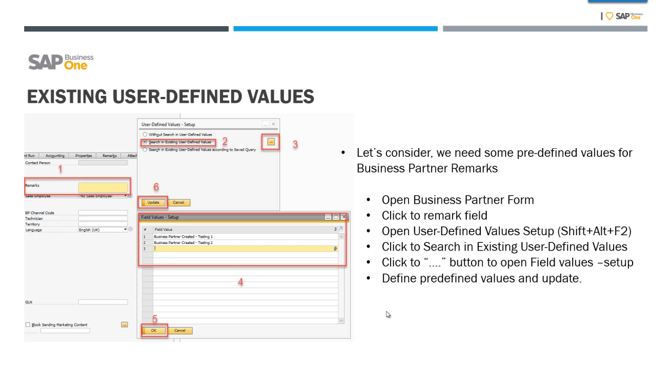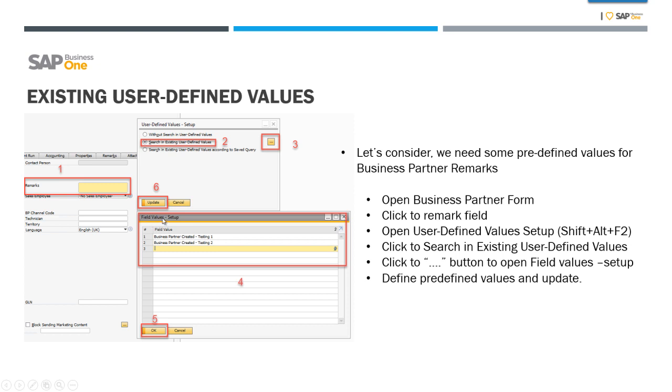In our case, we have to set up some predefined values for the remarks field on the business partner. When users are adding a business partner, they may require some predefined values for the remarks. To do that, we need to open the business partner form, click on the remarks field, use the shortcut key Shift+Alt+F2, select the option search in existing user defined values, and click the button to open the field value setup.